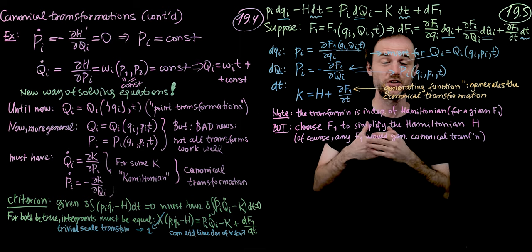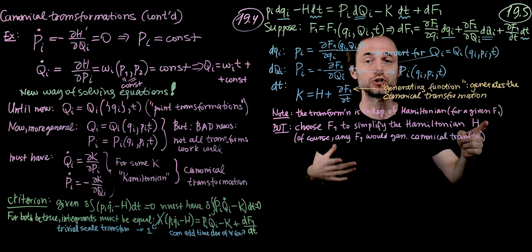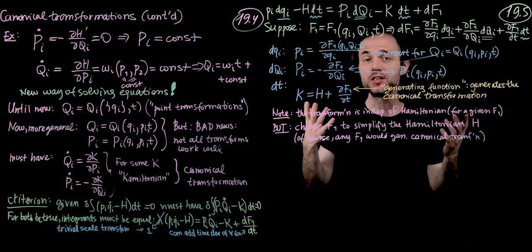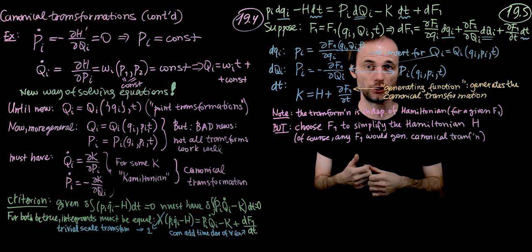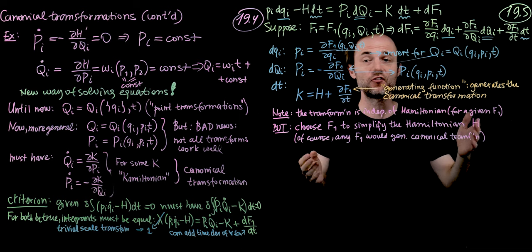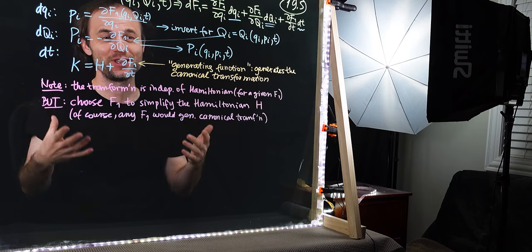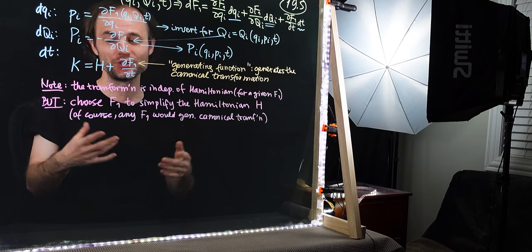It turns out that there is a bunch of different generating functions. This is the generating function of type 1. There are three more different flavors of canonical transformations. And now we're going to move from F1 to F2, the most popular or vanilla flavor of canonical transformations.